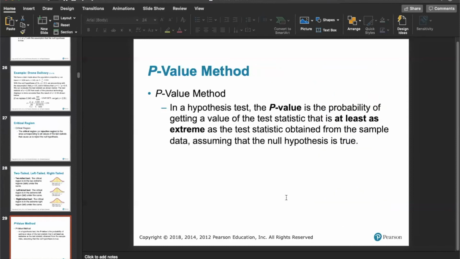So we also have a p-value method. And so when we're doing a hypothesis test, the p-value is the probability of getting a value of the test statistic that is at least as extreme as the test statistic obtained from that sample data, assuming that our null hypothesis is true. And our null hypothesis is the one that's equal to our threshold.